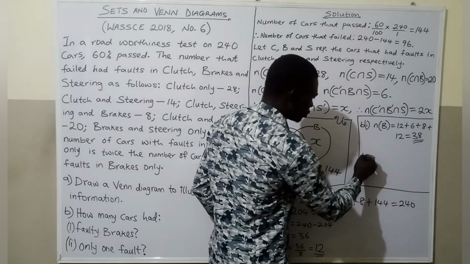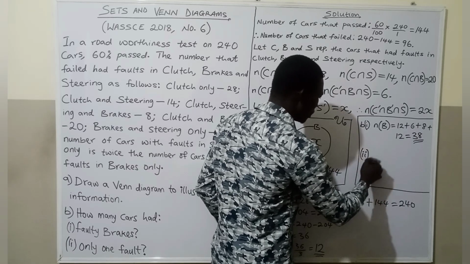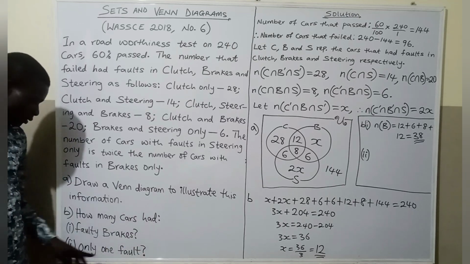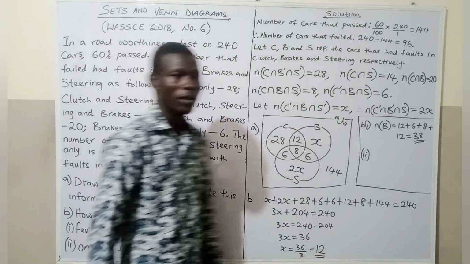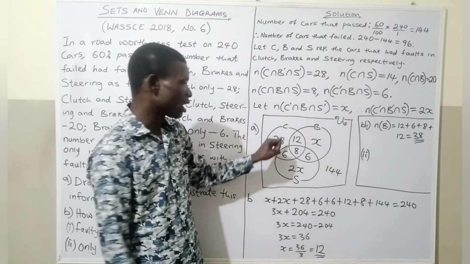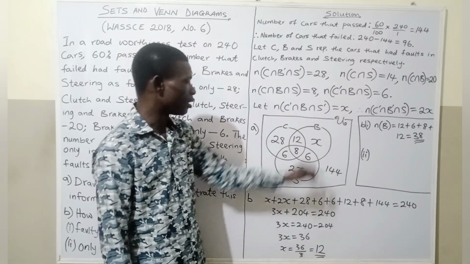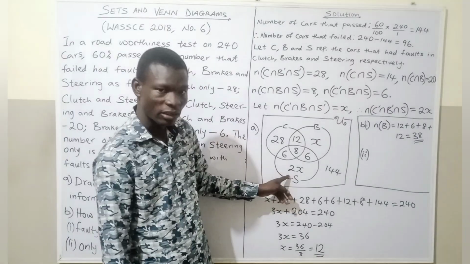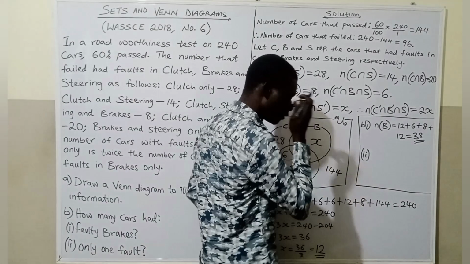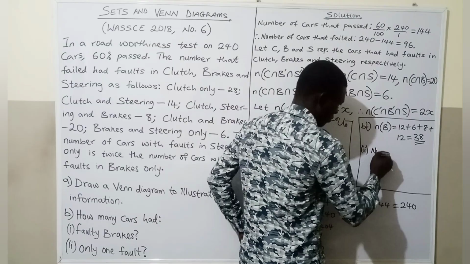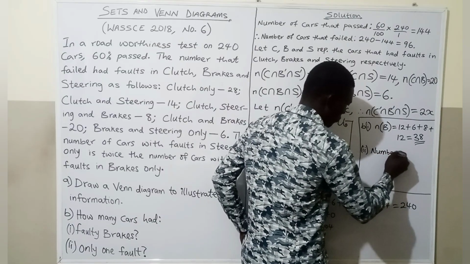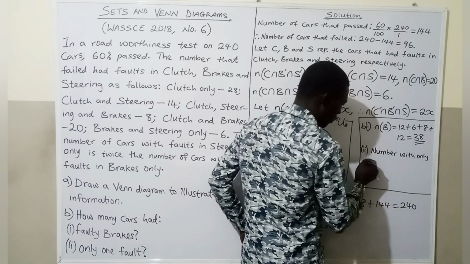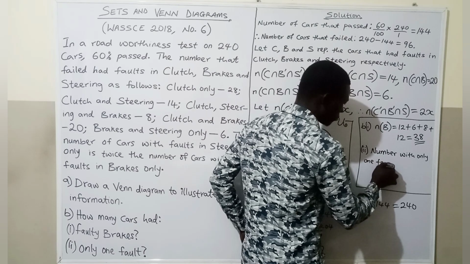And for B Roman figure 2, it says, how many cars had only one fault? So when we talk about only one fault, it can be either clutch only, or brakes only, or steering only. So, number with only one fault.